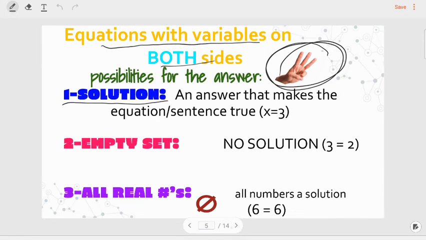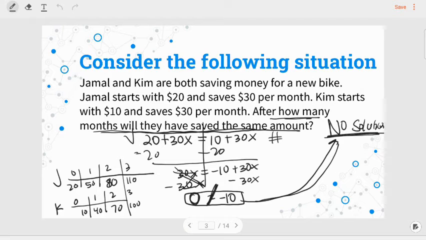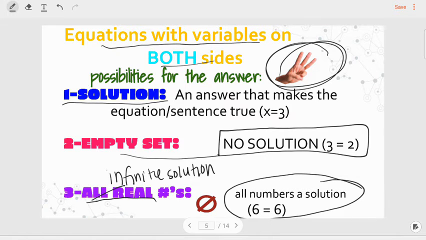Then we also have no solution. Remember, that's like Jamal and Kim, where they start with different amounts and add the same amount each time. They are never going to have the same amount of money. And we also have all real numbers, or infinite solutions. We're going to call them infinite solutions, where all numbers are a solution.